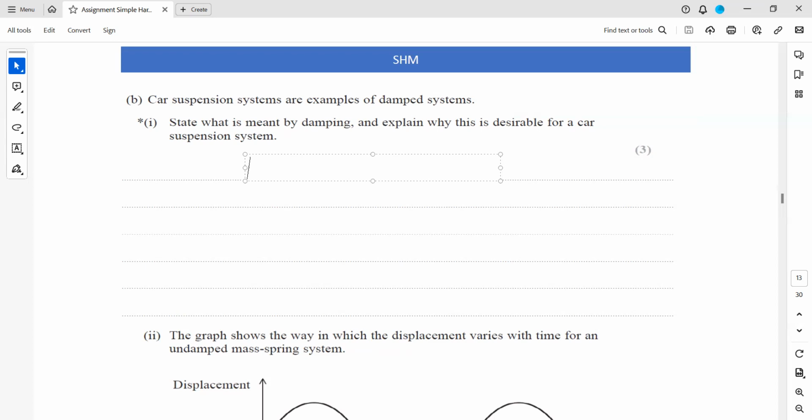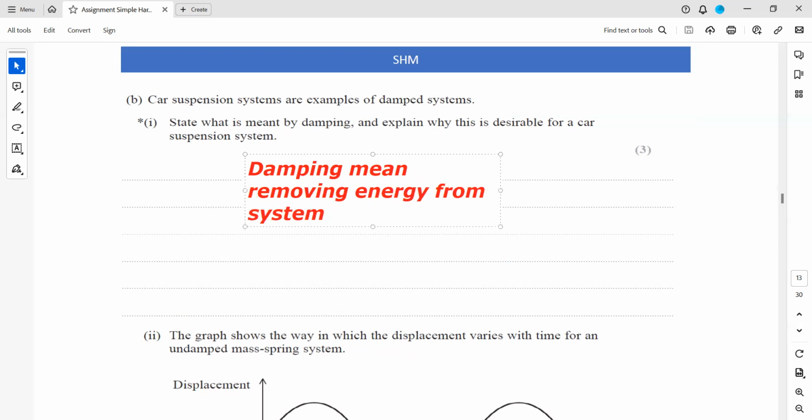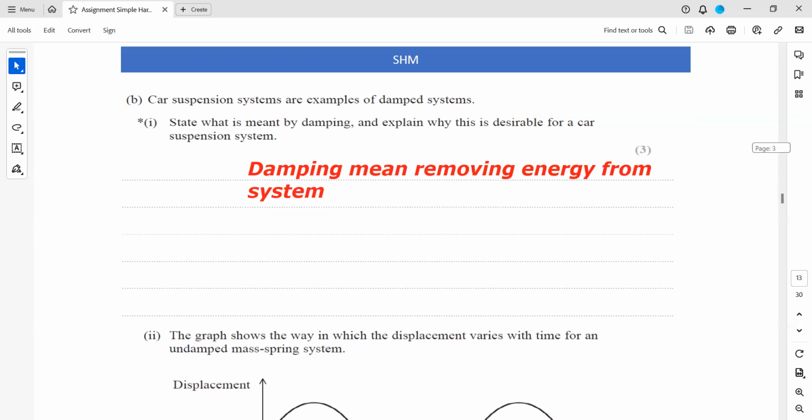So what is damping? What is the meaning of damping? Damping means we remove the energy from the system. When we remove the energy from the system, we call that damping. And why is it desirable, why do we want the system to be damped, especially in a car suspension? Because the damping will reduce the amplitude of the vibration.